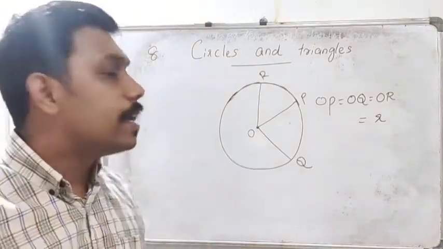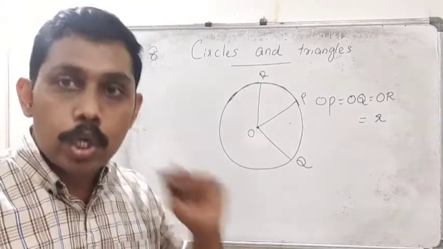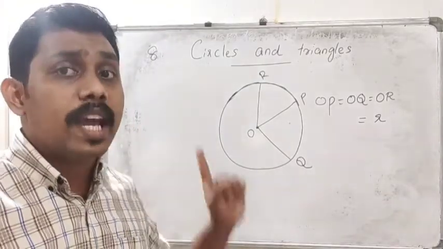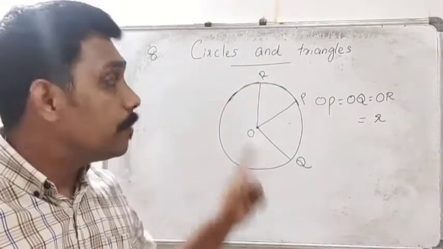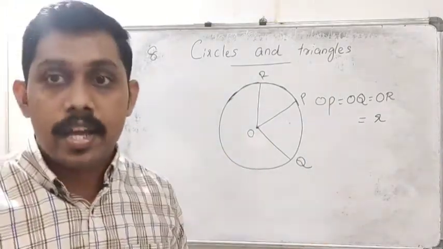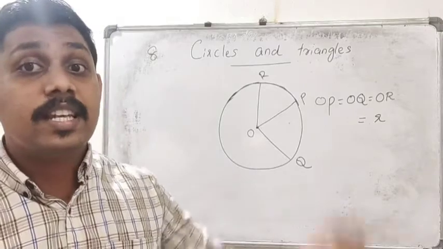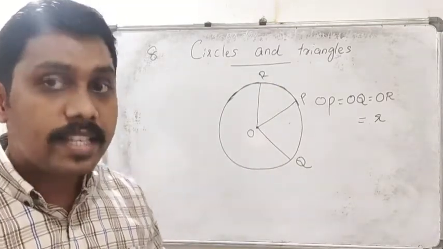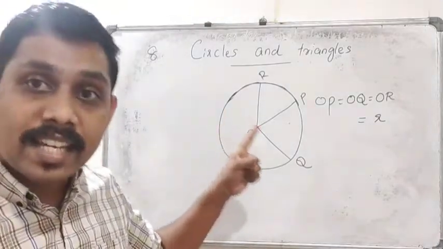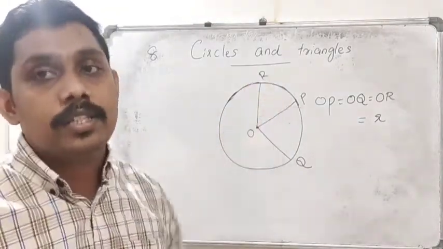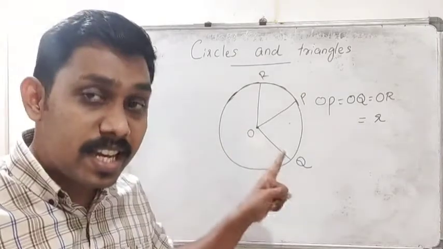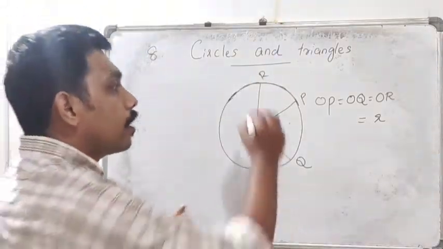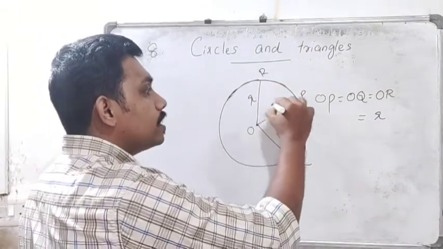That is, OP is the radius of the circle, OQ is the radius of the circle, and OR is the radius of the circle. So we can generally say they are the radii of the circle with center O. So what is the radius? The radius is the distance between the center and a point on the circle. OR, OP, OQ are called the radii of the circle.